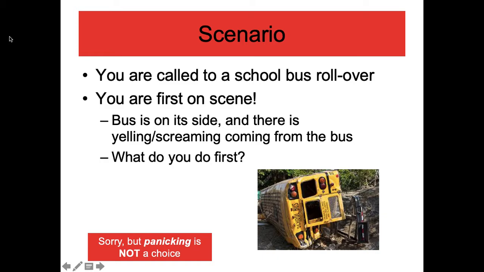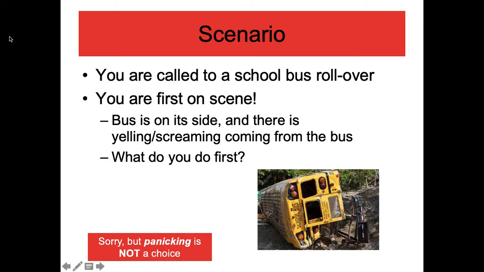So the very first thing you're going to do is you're going to call dispatch. Before you get out of the ambulance or fire truck, you're going to call dispatch. You're going to let them know what you have and that you have a potential multi-patient incident. And they're going to want the location, obviously, and they're going to send you a ton of people and a ton of equipment. It's on the way. But in the meantime, it's just you and your partner.